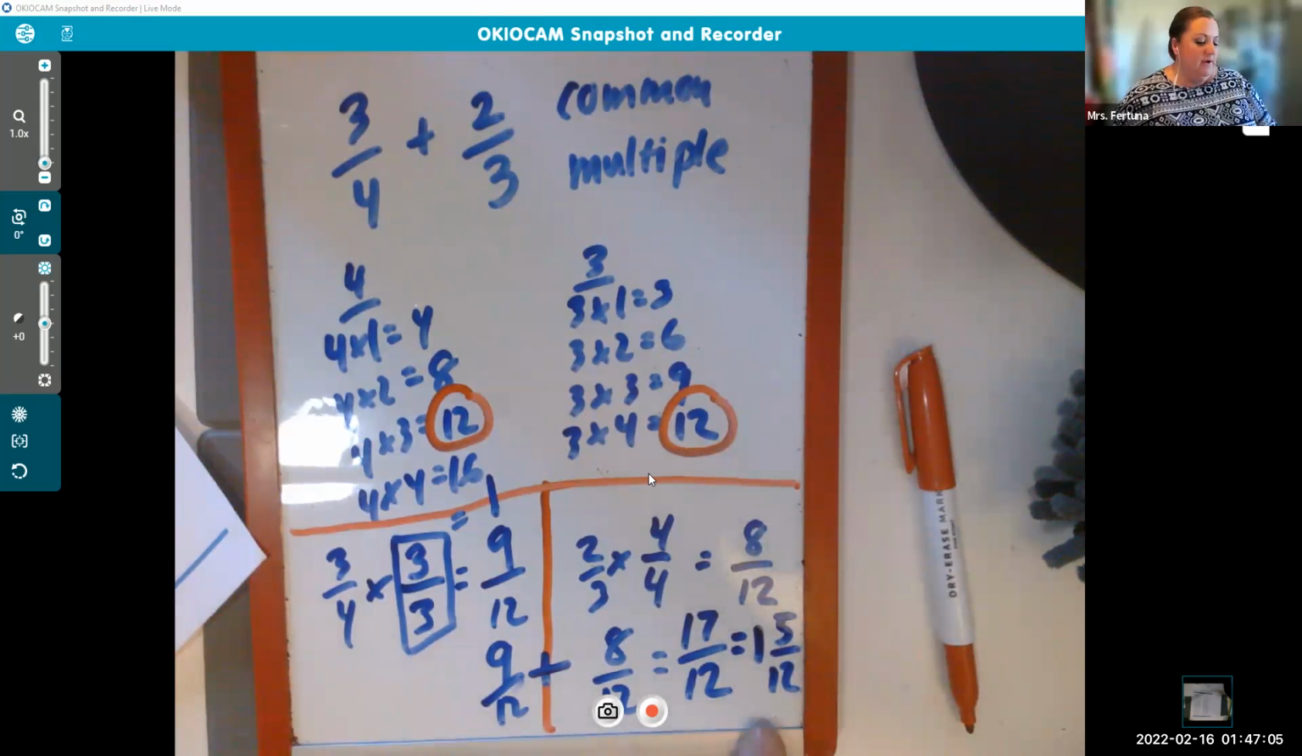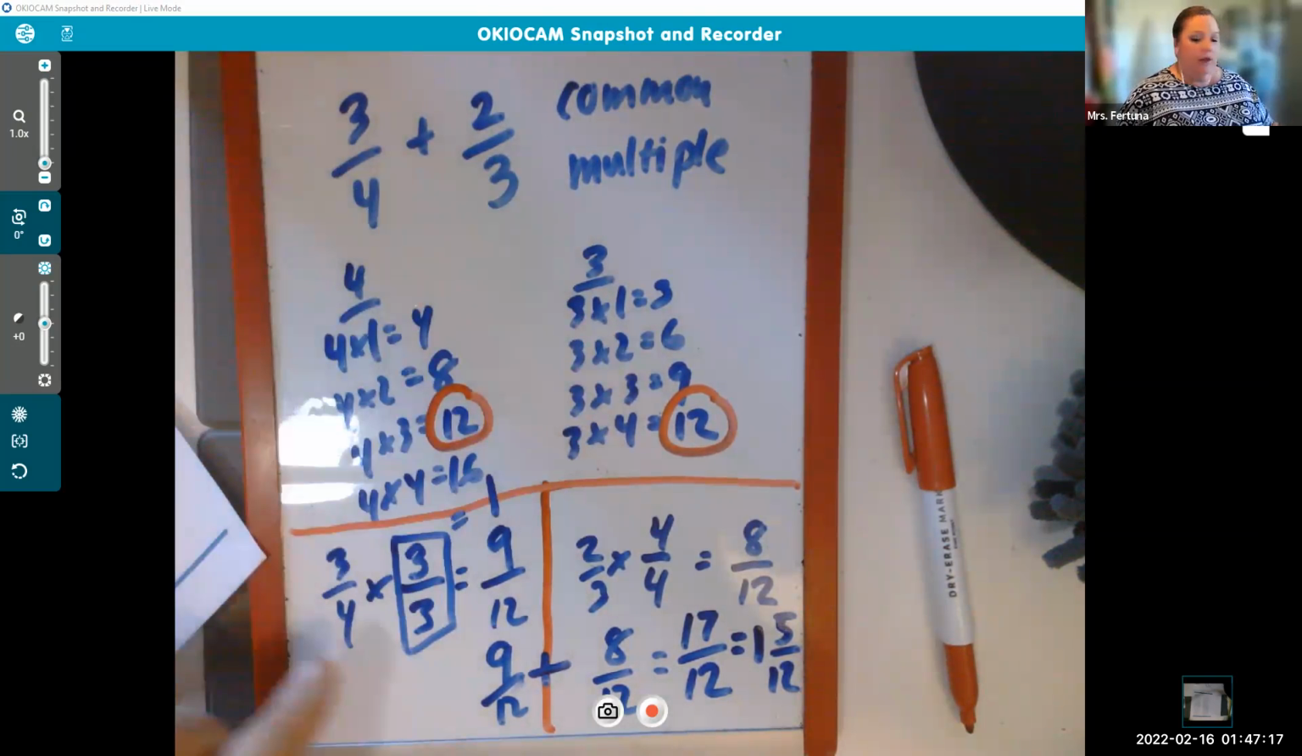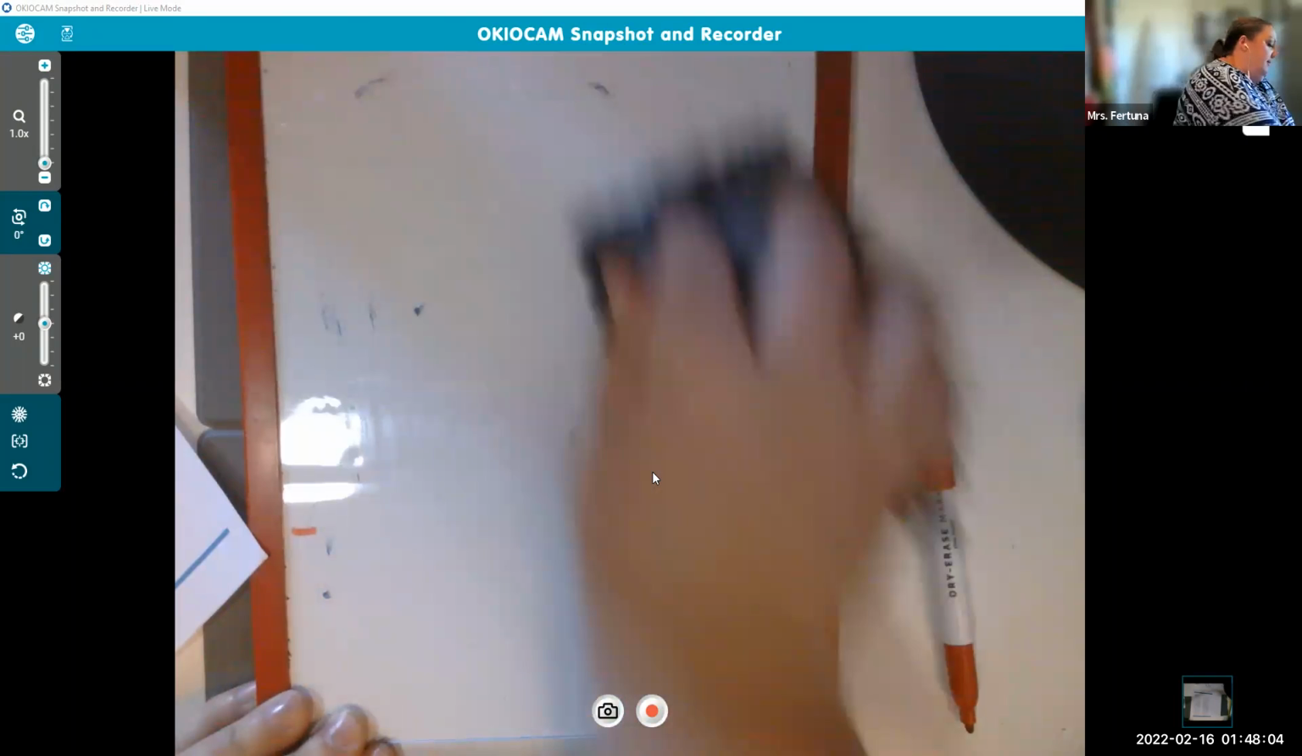Okay. If you don't get to this part where you're simplifying it, that's okay. It's really important that we just add fractions with like denominators. And so finding the least common multiple, and then multiplying by 1 is a great way to do that. Okay, friends, I am going to put a problem up.